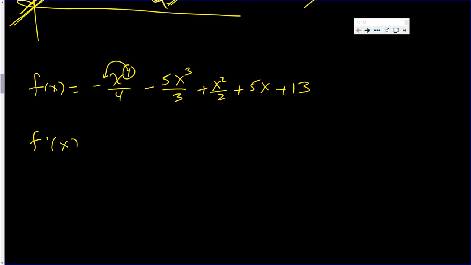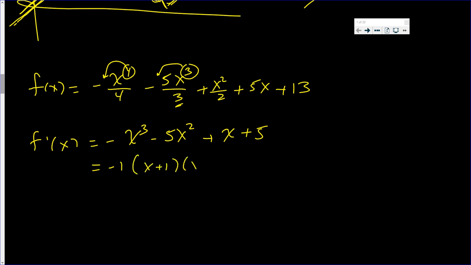Our hope is clear. When you bring the 4 down, it's going to cancel with the 4 in the bottom, so you just get x cubed. When you bring the 3 down, it's going to get killed by the 3 in the bottom, so you'll just have 5x squared, plus x for the same reason, plus 5. And it turns out that when you factor it, you get negative 1 times x plus 1 times x minus 1 times x plus 5.